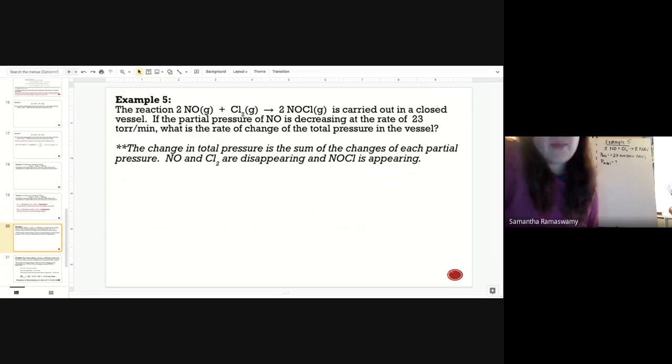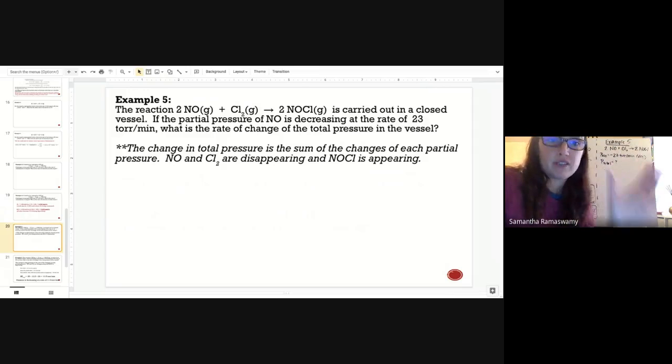For example 5, this is more of a lab type example. The reaction 2NO plus Cl2 yields 2NOCl is carried out in a closed container. This is going to tie gases back in too. If the partial pressure of NO is decreasing at the rate of 23 torr per minute, I'm going to pause really quick.